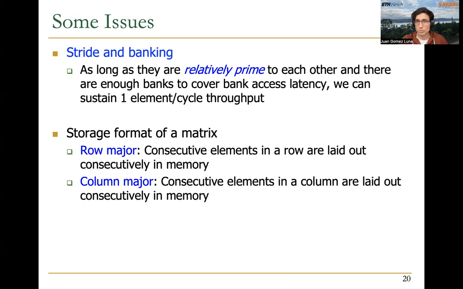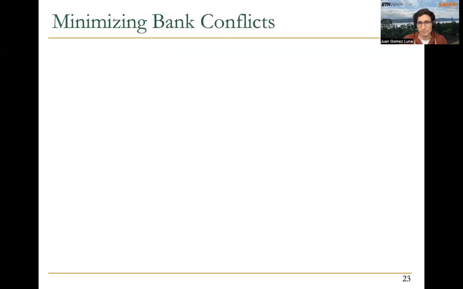And this happens sometimes when we access matrices. For example, if we are going to perform a matrix multiplication and we need to access matrix A by rows, but matrix B by columns, there is a stride between the consecutive accesses to the same column, and if this stride is not relatively prime to the number of banks, we will have bank conflicts.